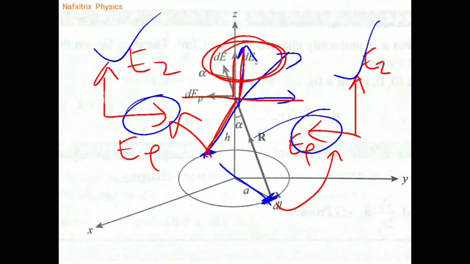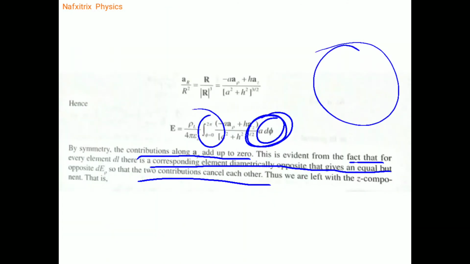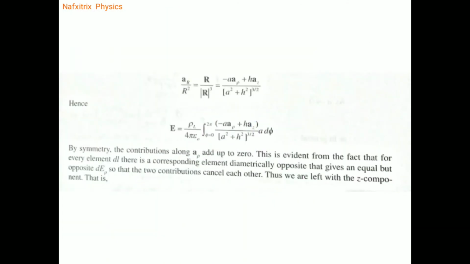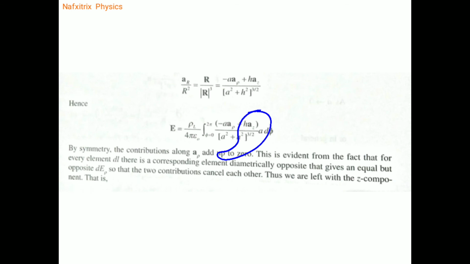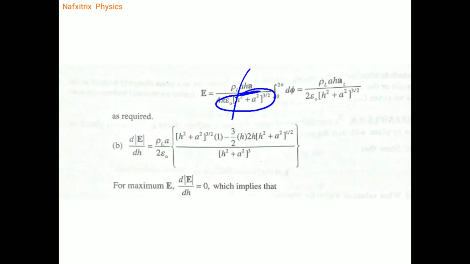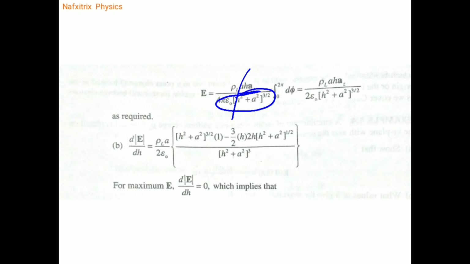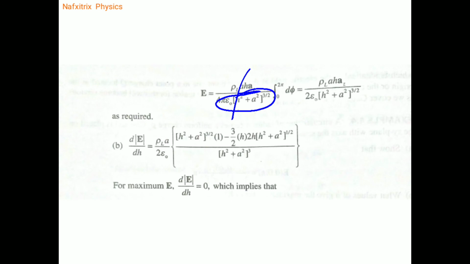So we can neglect the radial components in the formula. That means we can neglect the minus a a_rho component. Only h a_z and this entire thing, h square plus a square whole to the power of 3 by 2, would remain, with the integral from 0 to 2 pi of d phi. And here a has been taken out, leaving h a_z.